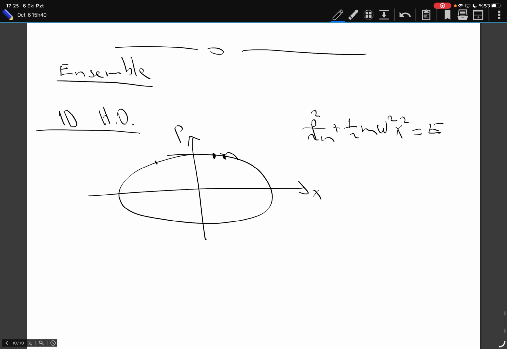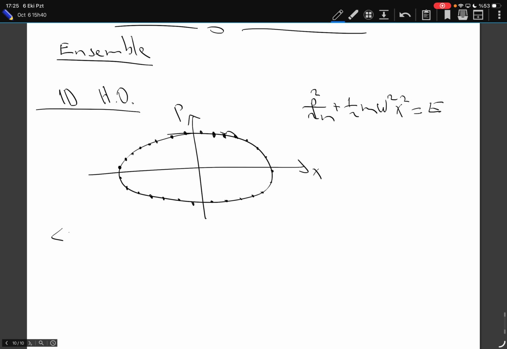But let's say you consider an oscillator here. Different oscillators will be at different points along this ellipse. Now let's suppose that I want to calculate, I don't know, the average position of these oscillators. So how do I calculate that? The average position, x, will be the integral of x of t dt from 0 to some finite time t, divided by t. This will be the average position.